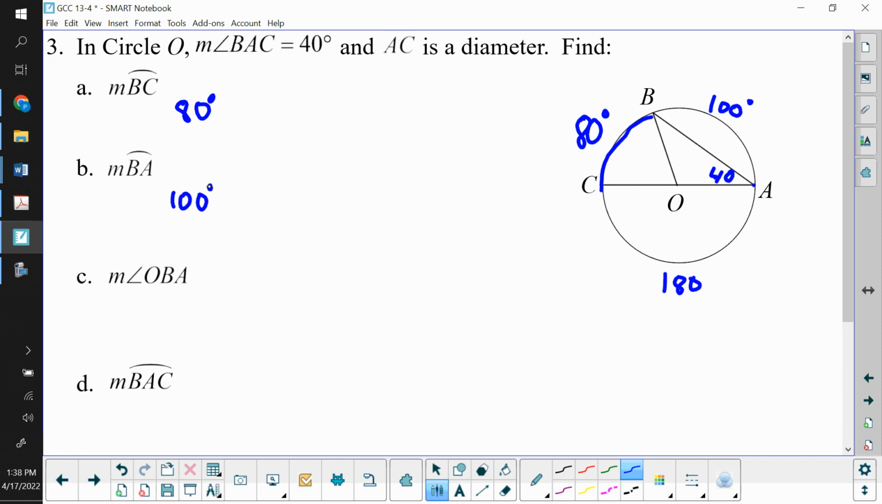And now we want angle OBA. So OBA is right here. Keep in mind we've got several radii, here, here, and here. In a circle, all the radii are congruent. That makes our triangle there isosceles. The 2 congruent sides should have congruent base angles across from them. So OBA is also 40 degrees.